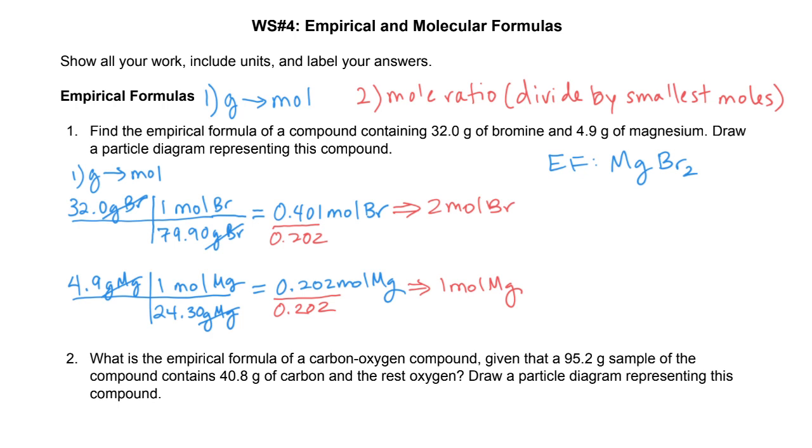And when we draw our particle diagrams, we want to represent the relative masses in our particles. So we know from the molar mass that magnesium has a much lower mass per atom than bromine does. So I'm going to draw my magnesium as sort of a smaller circle. And then my bromine, I'll change colors just for fun. I will draw as sort of a bigger circle.